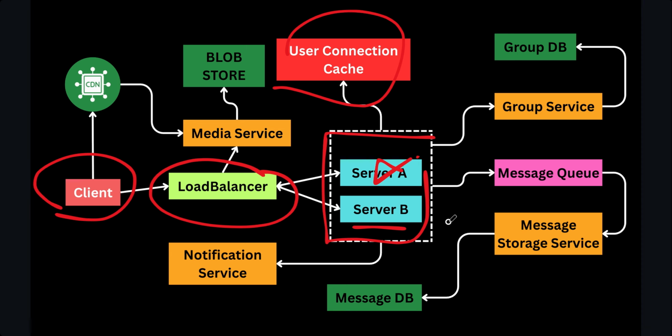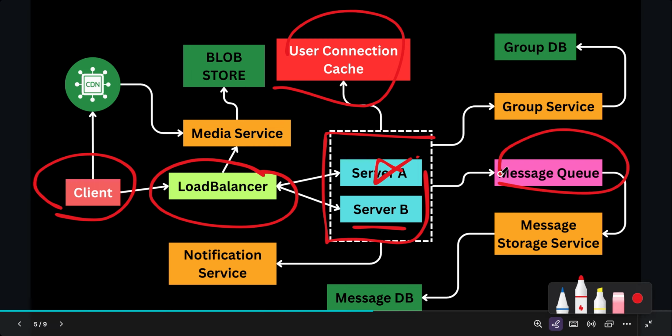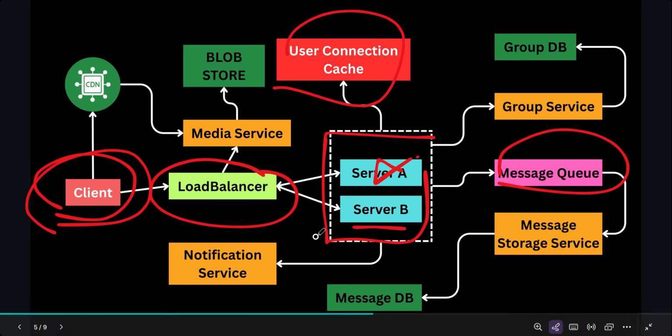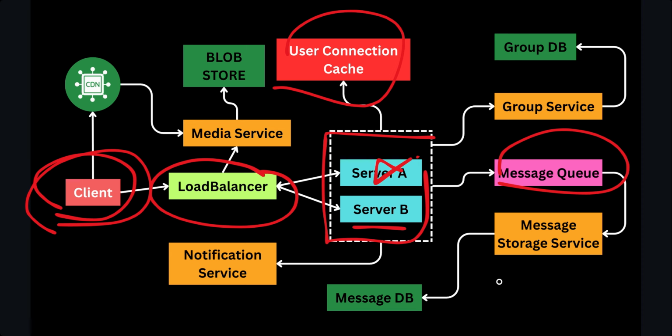In terms of message durability, the message queue will help, because the message queue is critical here. When a message is sent by user one, or the client, it's first published to the message queue before being delivered to user two or the other users. This means even if the chat server crashes after publishing to the queue but before confirming delivery to user one, the message is saved in the queue. After that, the message storage service will eventually pick up and persist the message in the message DB.